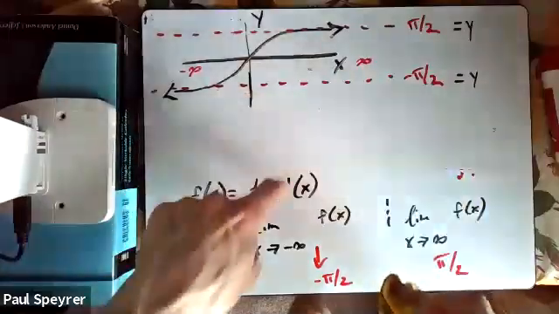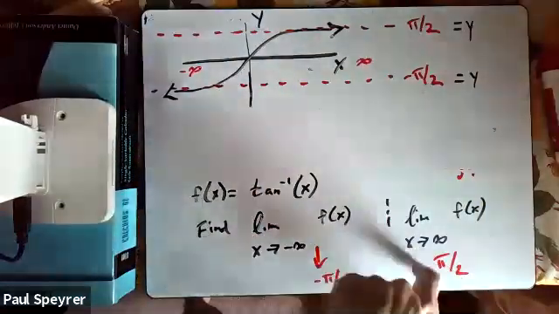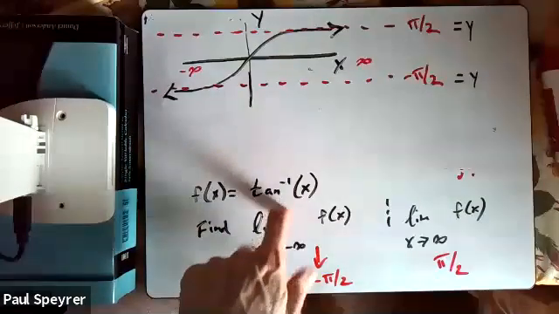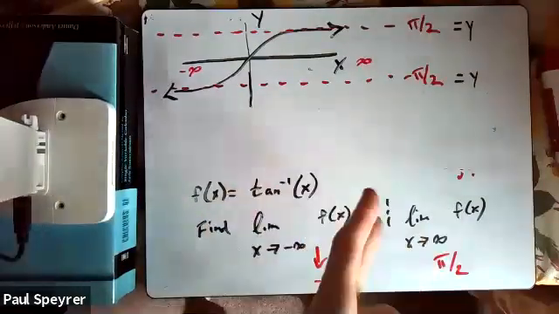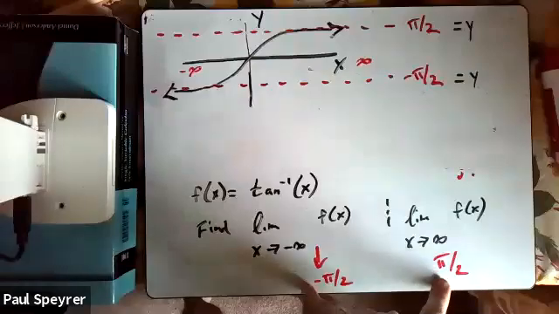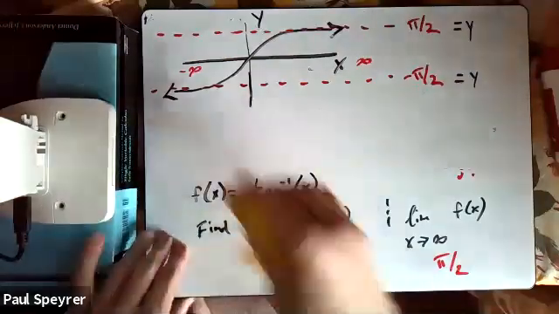So again, remember this. This is the graph, right? This does exist right here. Arctangent, or inverse tangent, they mean the same thing. They do have limits that exist at negative infinity and positive infinity.